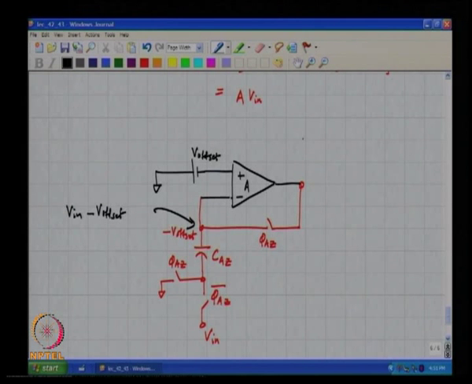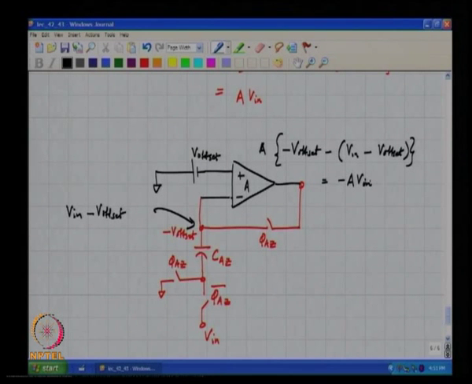And the output voltage will be V offset minus V in minus V offset times A, which is A times minus V in. Is this clear?